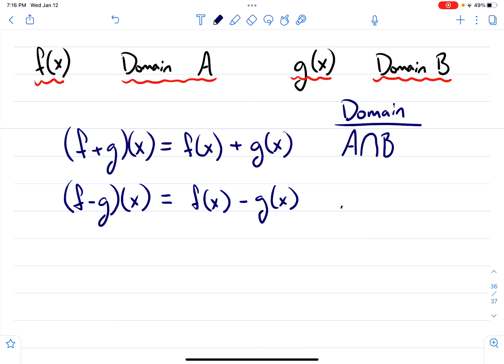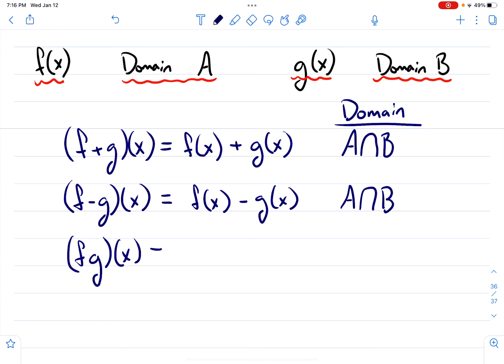What's the domain? The same. It's the intersection of A and B. Wherever A and B overlap, whatever numbers are in both groups, both sets, those are the numbers that we can put into this. And then we have f times g of x, which is exactly as it sounds, f of x times g of x, and the domain is the intersection of A and B.